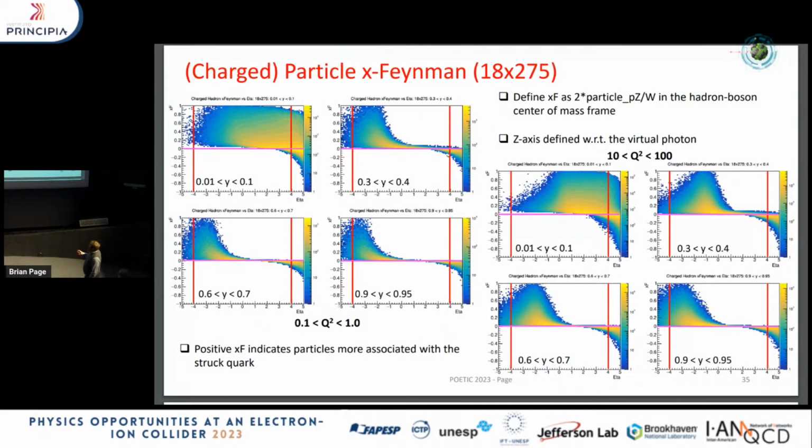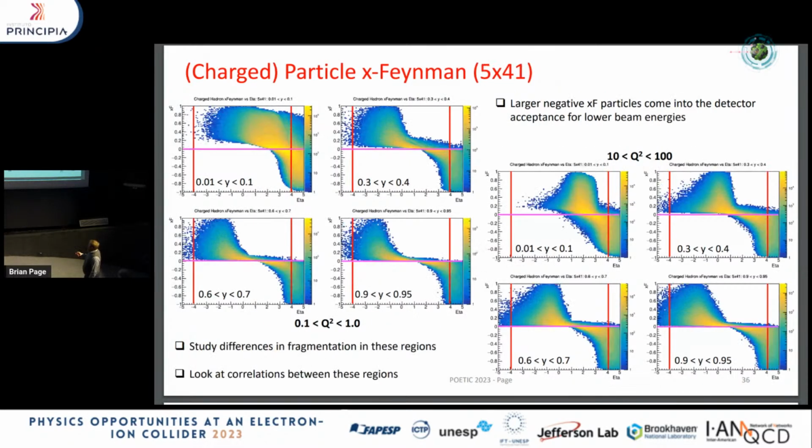XF variable, X Feynman. So in some sense, this is showing you how correlated a certain particle is with the parton that was struck. And so positive XF are particles that are more associated with that parton, and negative XF are particles that are not associated. And so by studying particles or jets that live in these different regions, we can look at fragmentation in the current in the target region and look for differences there.